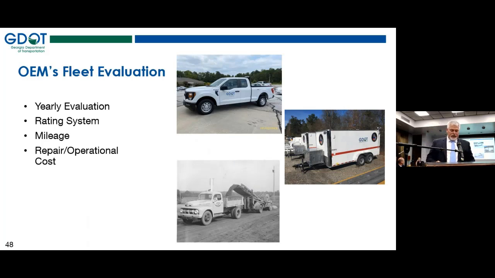OEM does a yearly evaluation of the fleet. We have a rating system; we check the mileage, repair, and operational cost. Each year we do a safety inspection on everything we own. Every year we touch one of them. We have built a rating system inside of our fleet program that helps with our yearly purchase and evaluation of the units. We track the mileage on all the vehicles and the equipment to utilize our investment. We track preventive maintenance on all our vehicles and equipment. We also track downtime on every piece of our equipment. The department opens and works through around 20,000 repair orders yearly.